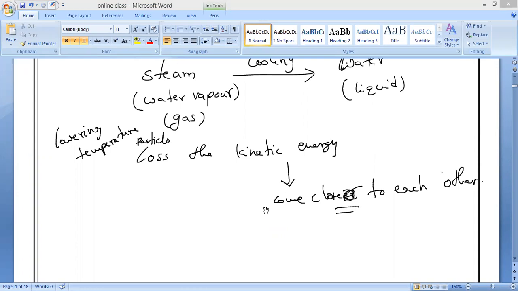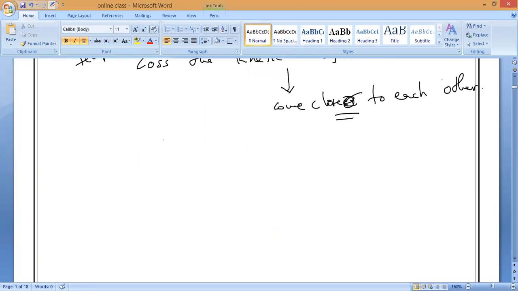Now condensation is the reverse process of something. What is that? Boiling, sir. Boiling, or evaporation. If we take boiling, condensation is the opposite or reverse process. Condensation is the reverse process to boiling or vaporization.